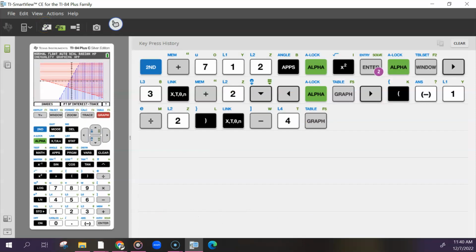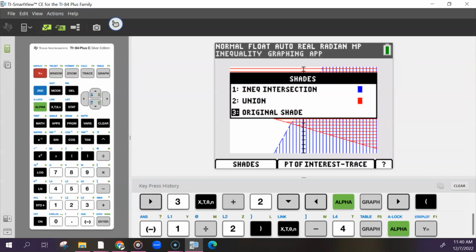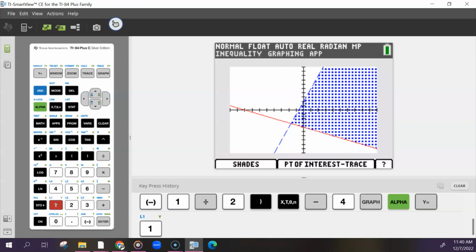Then I'm going to show you one other thing. If you go into shades, so alpha, y equals for shades, you get these options. So right now we're looking at the original shade. That is a good one to look at. One is also a good one to look at. So if you go into one, this is what happens. It shows you just the overlapping, which is good if you need to know where that overlapping is to make sure your overlapping is correct.